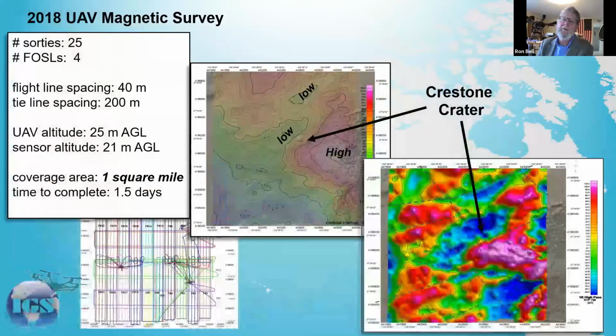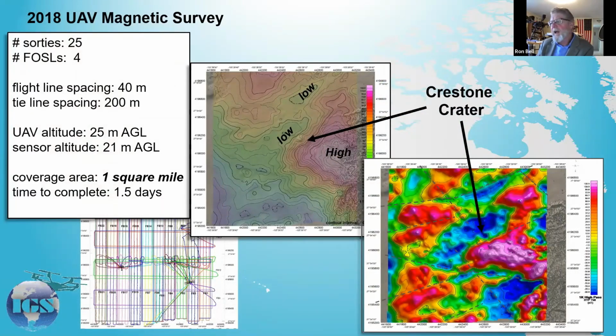So in 2018, we went back down and flew a much bigger area. We flew a 1 square mile area and increased the flight line spacing a little bit. We ended up flying 25 different flight blocks, and then I stitched all of that together. We had 4 different FOSLs, flight operation staging locations.